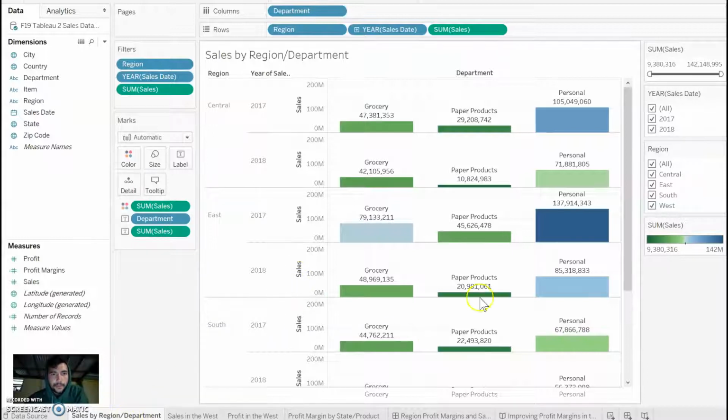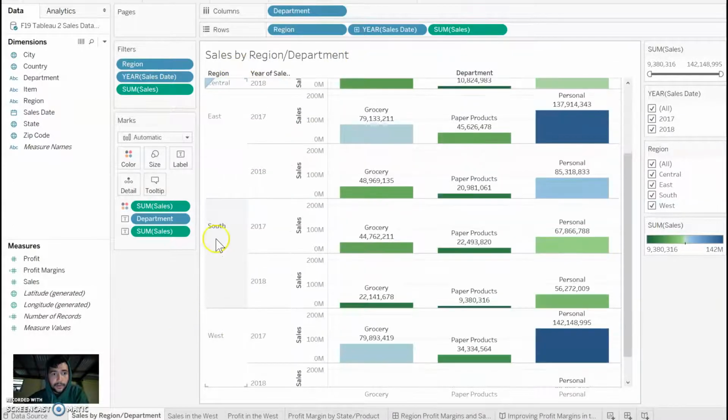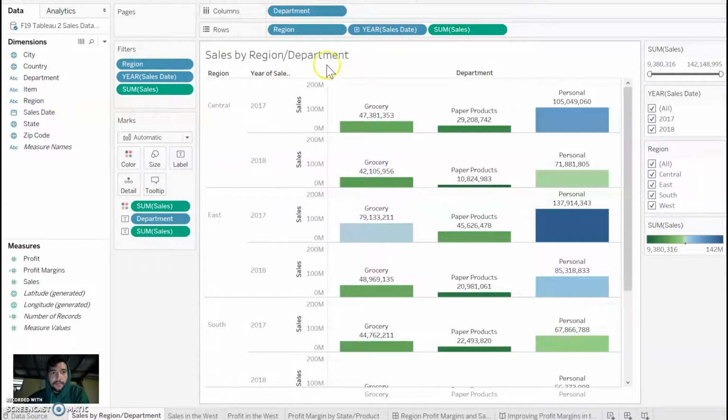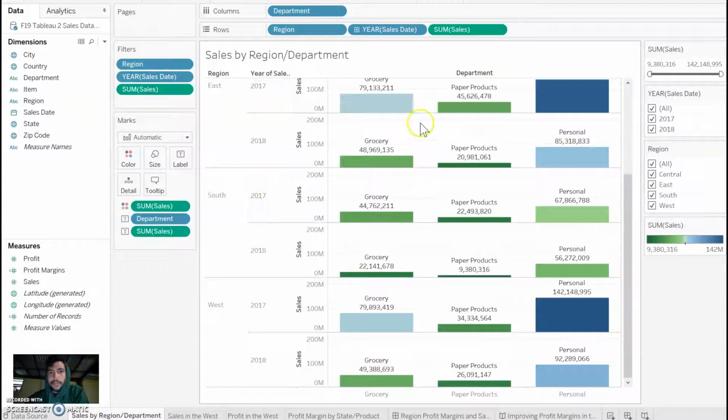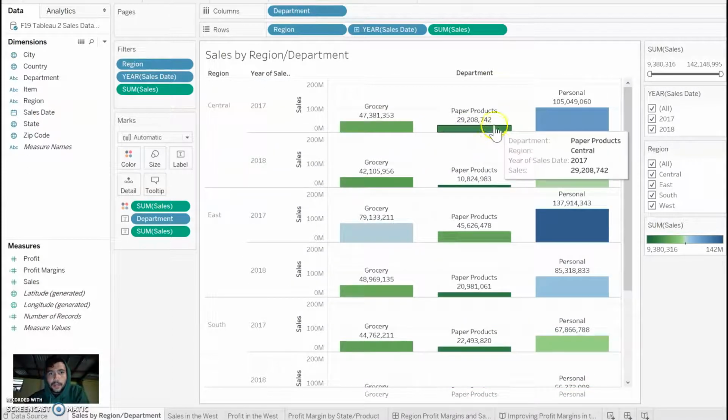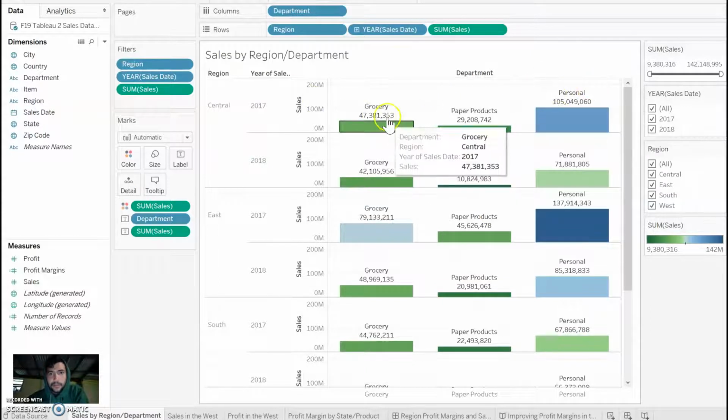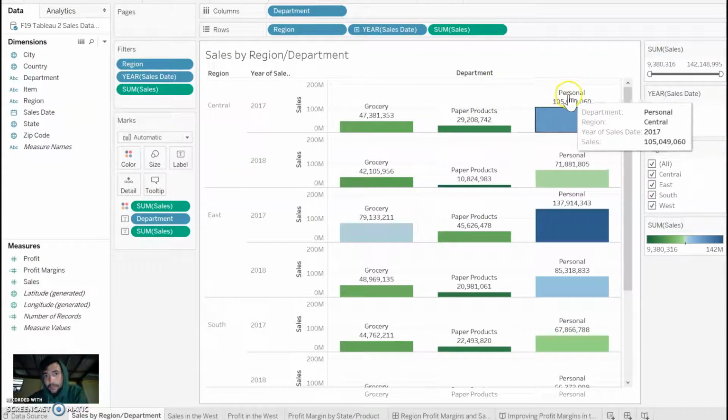And this is the first sheet in Tableau I created. It's called Sales by Region and Department. Basically, it's arranged by the different regions. There are four of them. The year of sales, which is two years, 2017 and 2018. And basically it sums up all the sales in the three different departments: grocery, paper products, and personal.